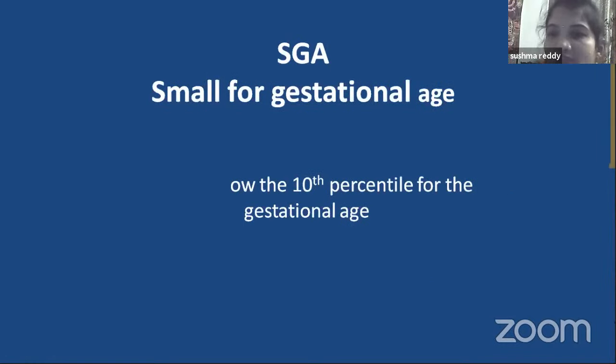Definition. Before moving on to the definition of FGR, we should first learn the definition of small for gestational age fetus. What is a small for gestational age fetus? It is the fetal weight below the 10th percentile for that particular gestational age. For example, we take 100 fetuses in a particular gestational age and keep them in the increasing order of their weights. The first 10 are called small for gestational age fetuses.